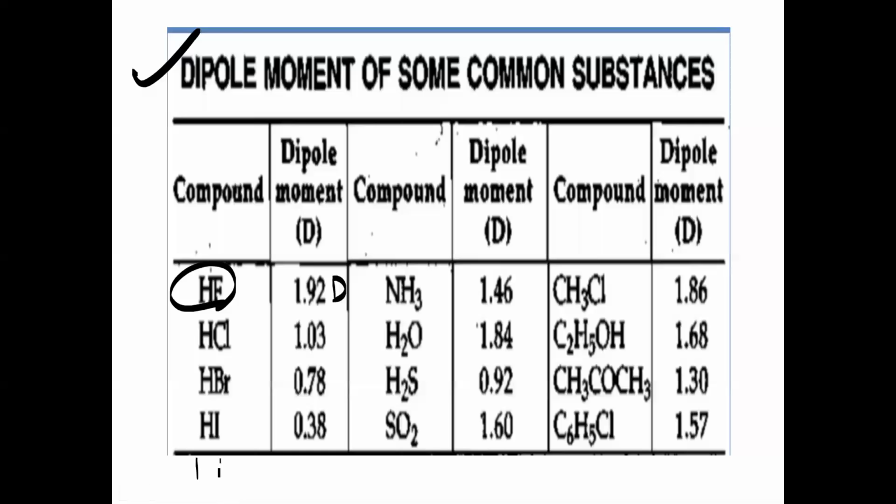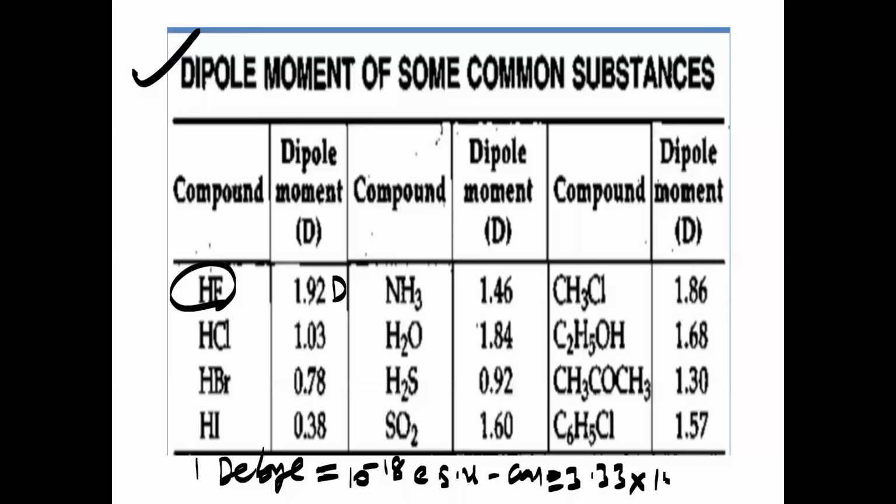1 Debye unit is equal to what? 10 to the power of minus 18 ESU centimeters. What is the Debye value? 10 to the power of minus 18 ESU centimeters. Right? And also equal to what now here? 3.33 into 10 to the power of minus 30 coulomb meter. So the Debye value we must always recall.